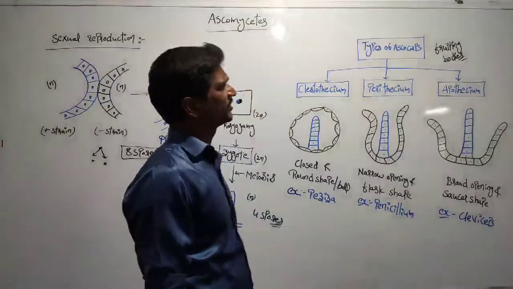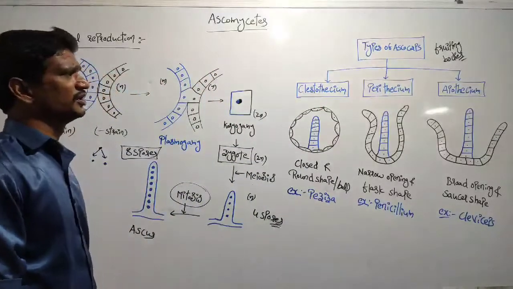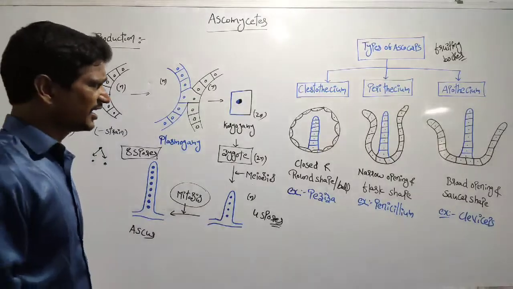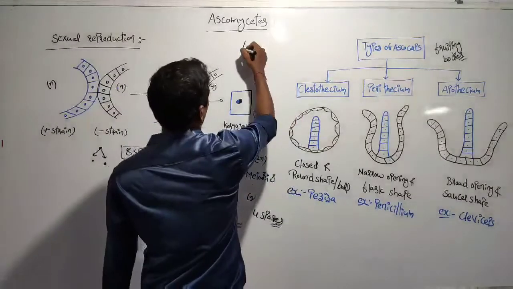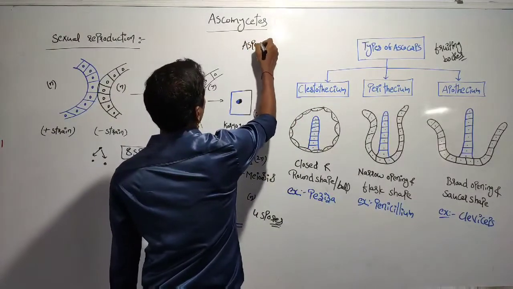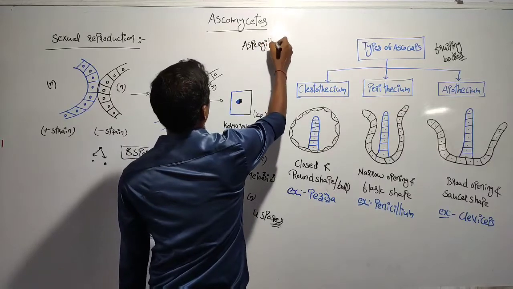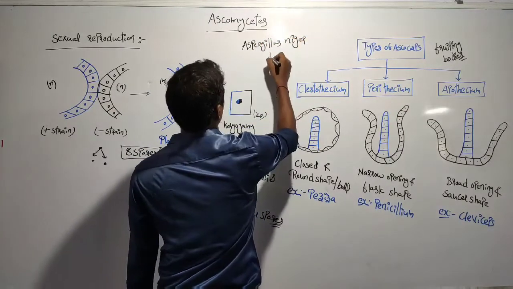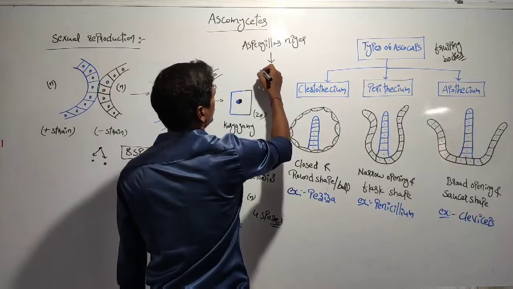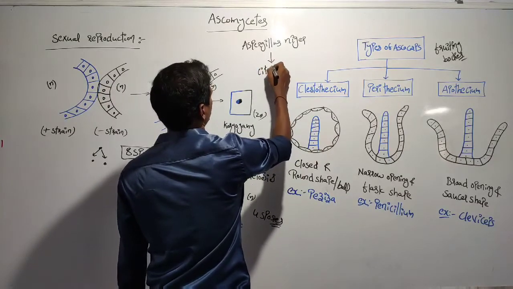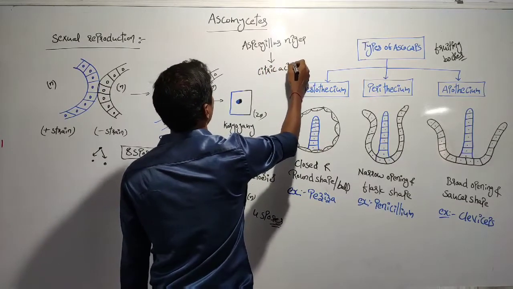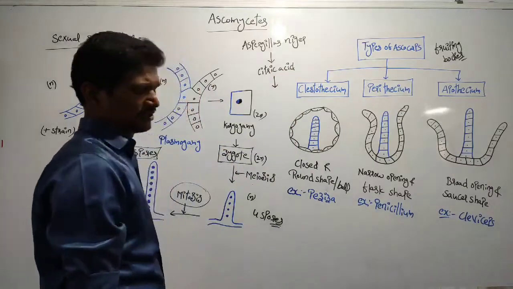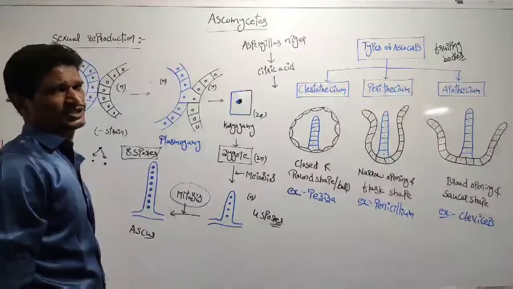So this is about the different types of ascocarps involved in the sexual reproduction process. And I would like to give one of the best examples, which I already mentioned: Aspergillus niger is one of the fungi. That fungus produces citric acid. Citric acid is very useful in different types of food industries.